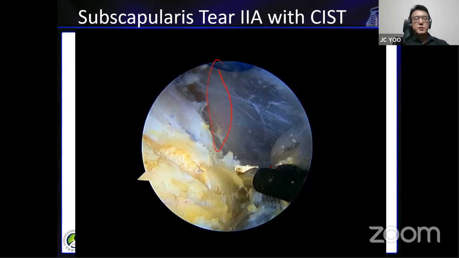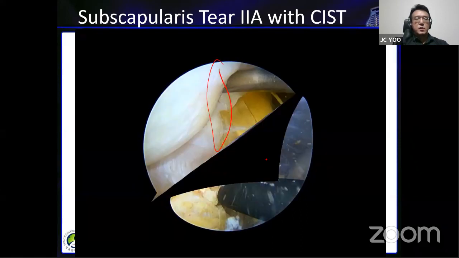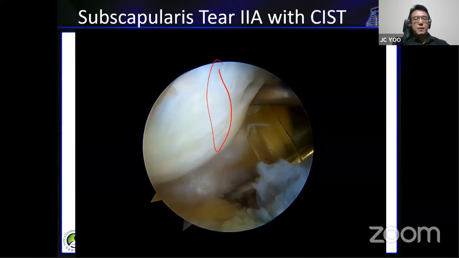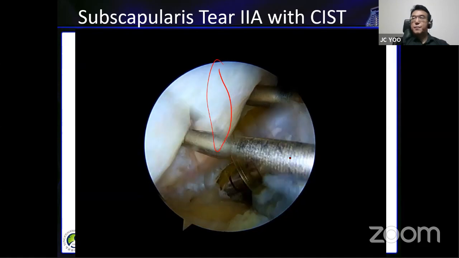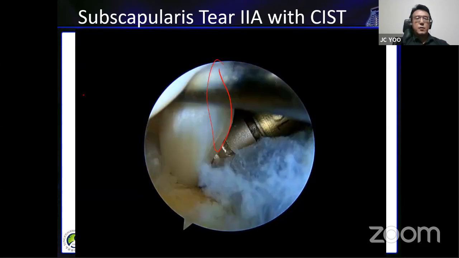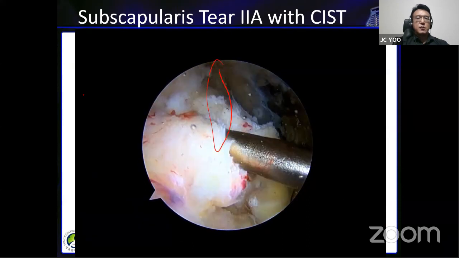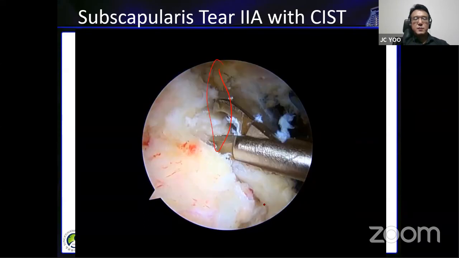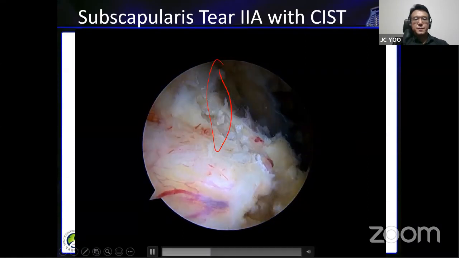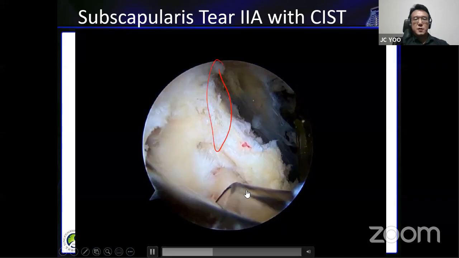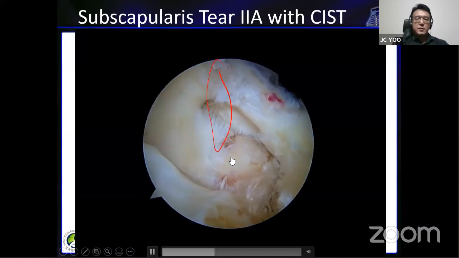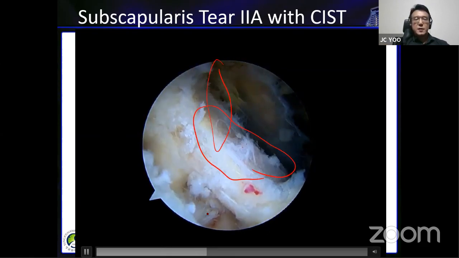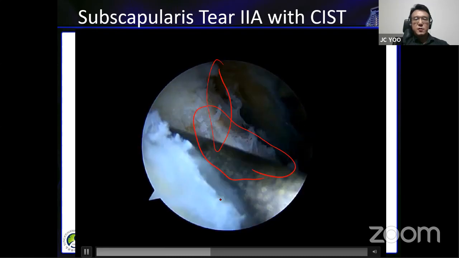But if you go upstairs, do the tenotomy or tenodesis, whatever you want to do, get rid of that biceps, and then you cut that interval tissue. You can see this is even larger than what you saw. There's a tear right there. That's where the biceps was subluxating, and it's communicating towards the intraarticular side.